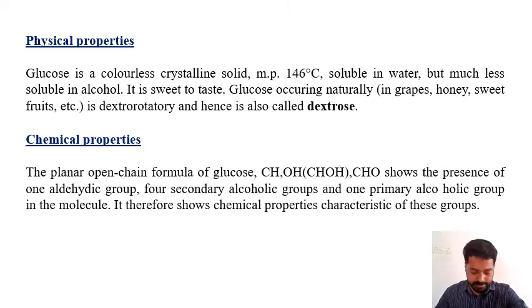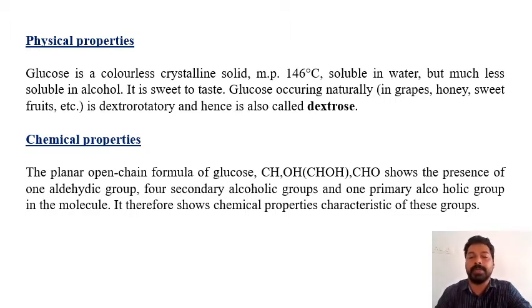Next, let's study some of the physical and chemical properties of glucose. Glucose is a colorless crystalline solid with a melting point of 146 degrees Celsius. It is soluble in water but much less soluble in alcohol. It is very sweet in taste. Glucose occurs naturally in grapes and some sweet fruits, and especially in honey. It is dextrorotatory, and hence it is called dextrose.